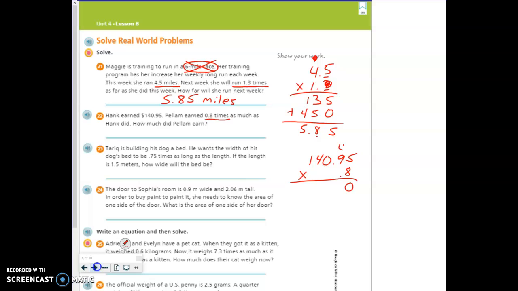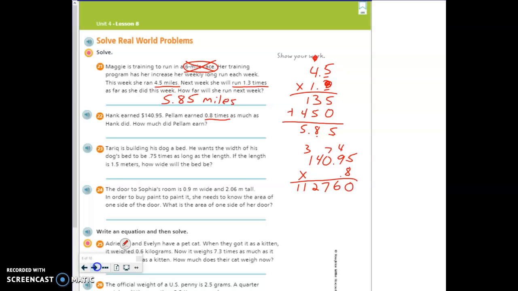5 times 8 is 40. 9 times 8 is 72, plus the 4 I just carried is 76. 8 times 0 is 0, plus the 7 that I just added is 7. 8 times 4 is 32, carry the 3. 8 times 1 is 8, plus the 3 I just carried is 11. So I've got a really long string of numbers here, okay?